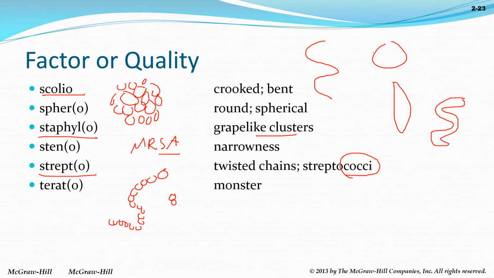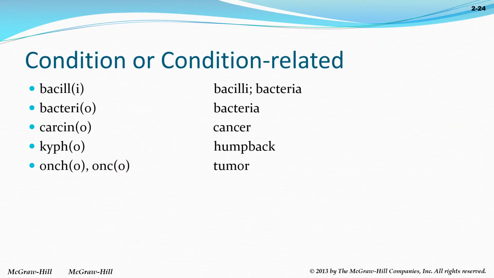Monster, terato. Teratogenic. So if it causes birth defects, then that literally is defined or translated as monster making, the making of monsters. Teratogenic. Cruel? It's just by definition. Bacillus. So we have coccus, which is round. Bacillus are rods, rod-shaped bacteria.